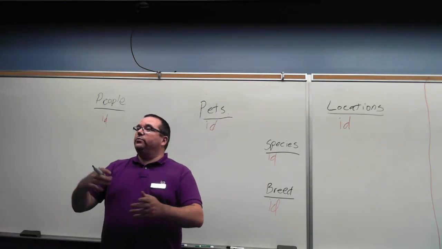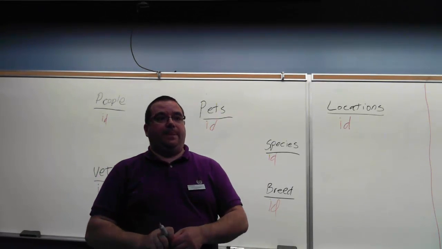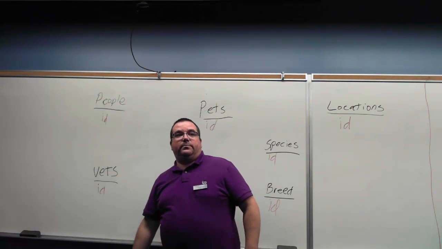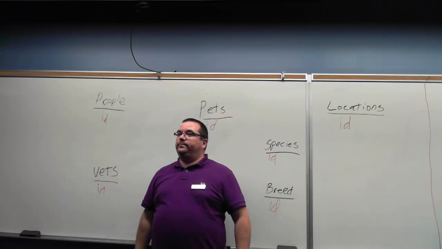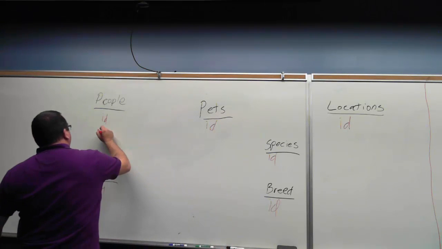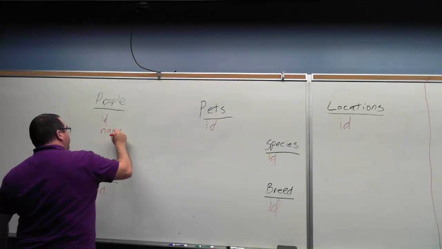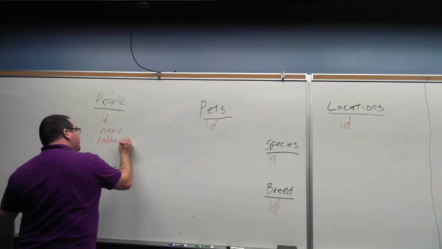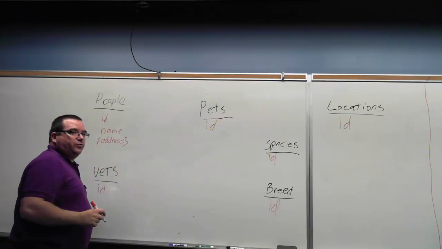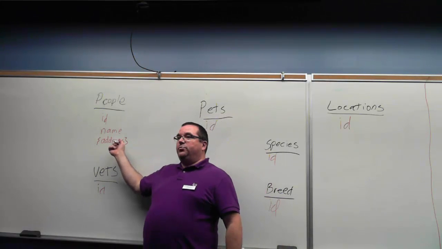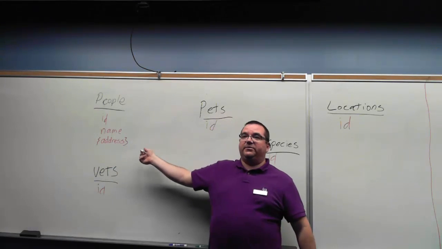So the next thing we do is start adding other details. We're going to populate our people table first. When we think about people: name and address. I'm going to put address in curly brackets. There's a reason for that: I don't have a lot of room on the whiteboard.